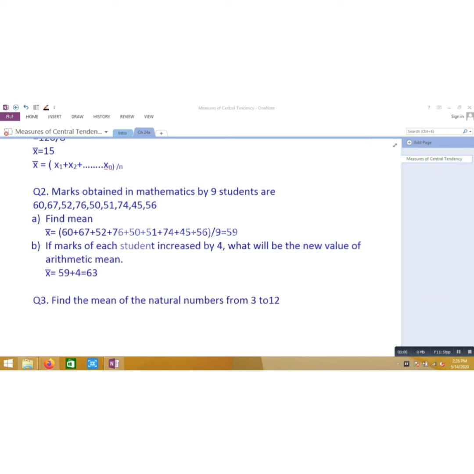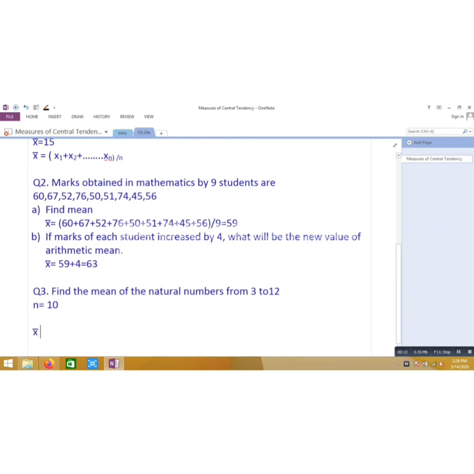Question 3, find the mean of natural numbers from 3 to 12. So here the count of data points is 10. From 3 to 12. So mean is going to be, we need to add 3 plus 4 plus 5 plus 6 plus 7 plus 8 plus 9 plus 10 plus 11 plus 12 and divide it by 10. So mean is 7.5.